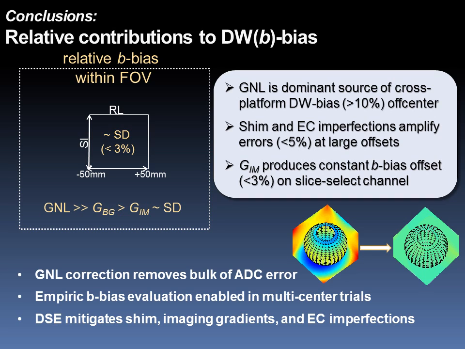The results confirmed gradient nonlinearity as a significant source of bias in ADC maps off center, not currently corrected on clinical scanners. Additional minor sources of diffusion weighting bias due to shim and imaging gradients could be mitigated by twice-refocused spin echo acquisition. Correction of GNL bias significantly improves ADC accuracy and reduces variability in multicenter studies. Note that GNL is a deterministic property of the gradient system, and the corresponding bias in principle can be corrected online on the MRI systems, similar to geometric distortion correction.